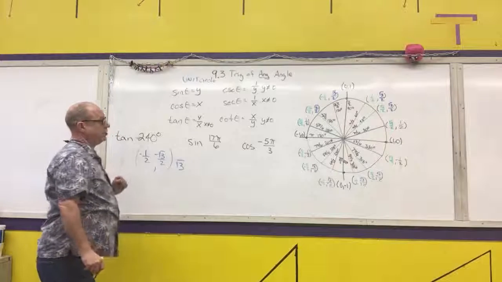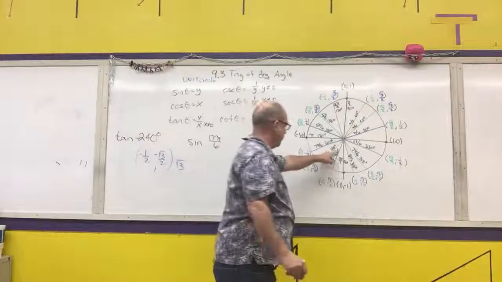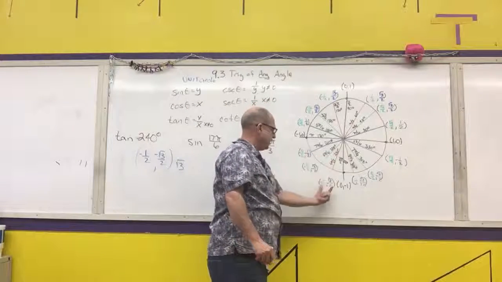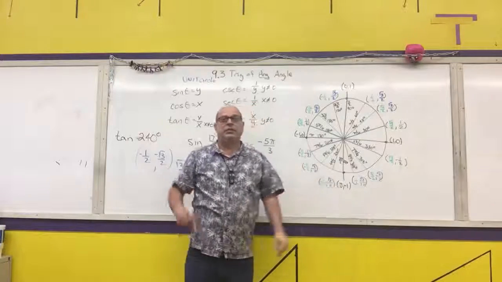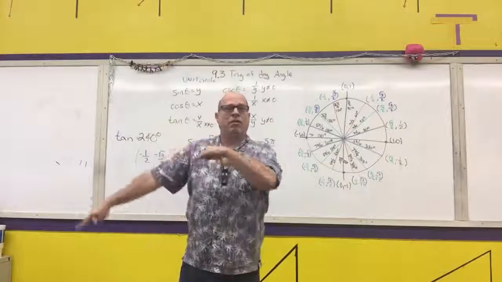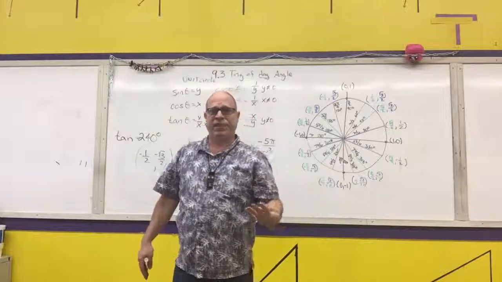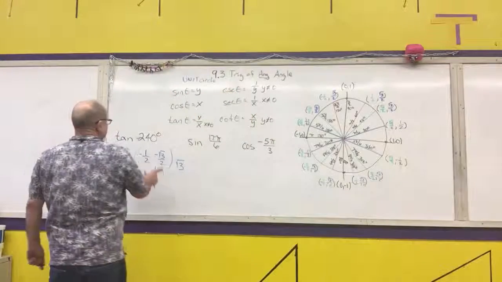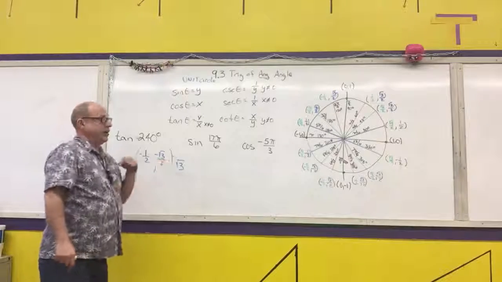Now let me look at my unit circle. 240 degrees, I got those same numbers. So I use my arm to come up with the numbers every time. Am I short or long, or are they the same size? Then I use that for my relationships. I write down that coordinate, and then I figure it out.